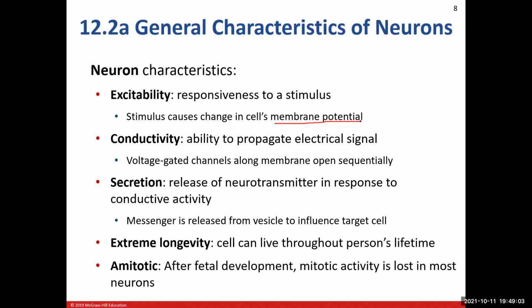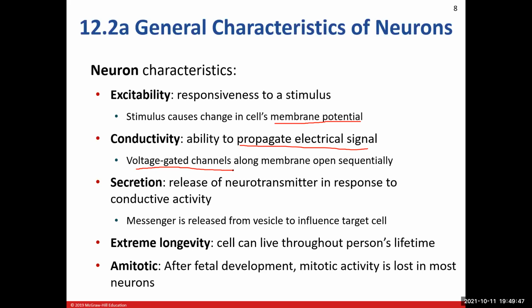Then once we've generated that action potential, that electrical signal, we have to keep it alive and get it from point A all the way down to point B. When we talk about conductivity, we're talking about the ability to propagate that electrical signal, and we'll discuss that. We already know what these voltage gated channels do. Normally they are closed, so nothing will be happening. But once we have the proper type of stimulus, we will open up those voltage gated channels, and then we'll see how they conduct that electrical signal down the entire length of the axon.